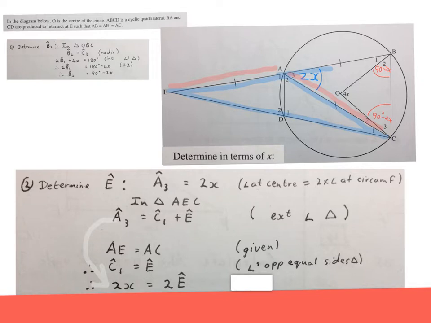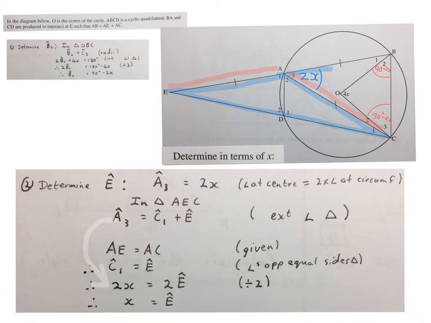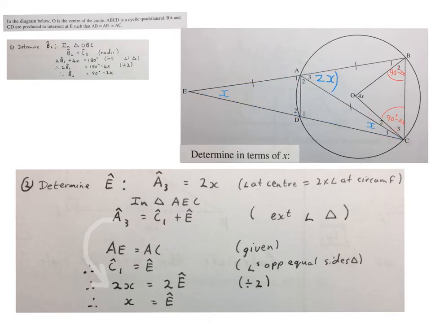Then we can write 2x equals 2 times angle E. From A3 we know that A3 is 2x, and because these two are equal I can just call it 2E. Then we can divide by 2 right through and get x equals E. So the size of angle E is x. And I'd like to write it in on the sketch. Please stop the video and get your brain around this one.